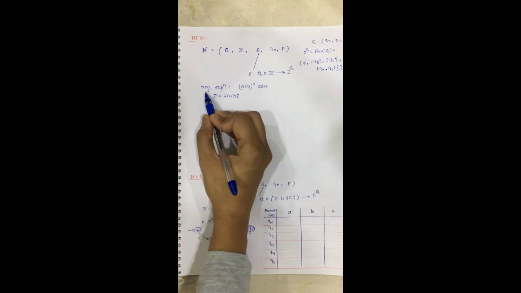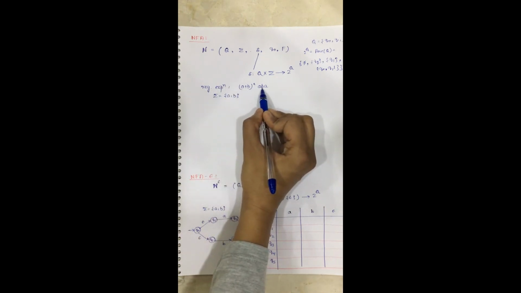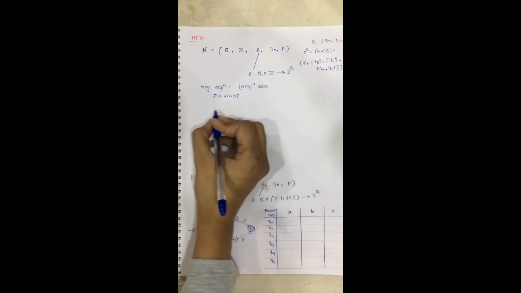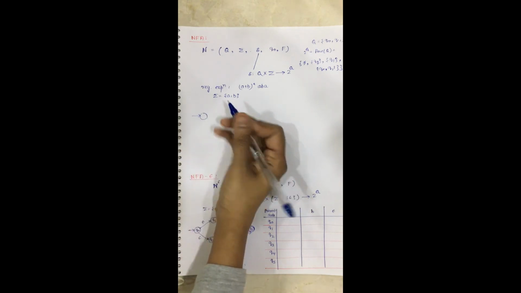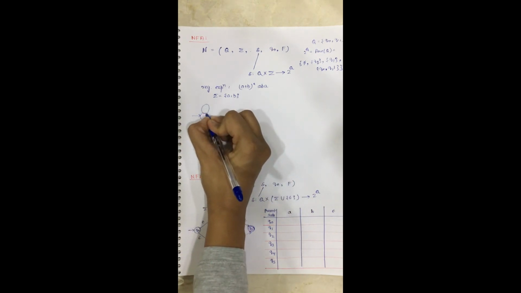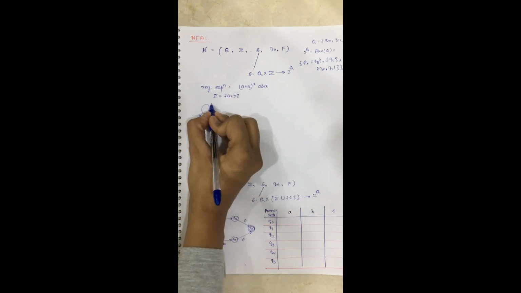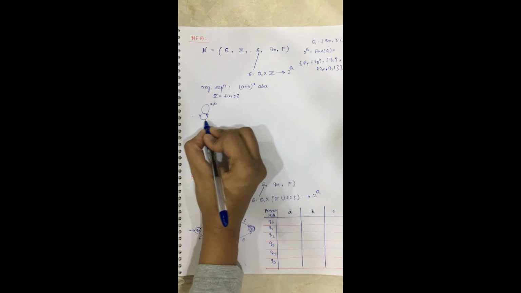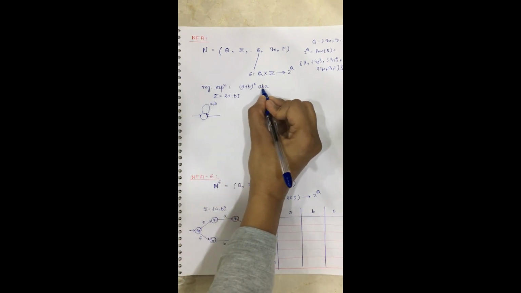Now suppose we have the regular expression (a+b)*aba. Right, so we can easily plot the non-deterministic finite automata. This is, suppose, our start state. And here we have (a+b)*, so we can easily mark a self loop for input symbols a, b. Now next, this is followed by aba.